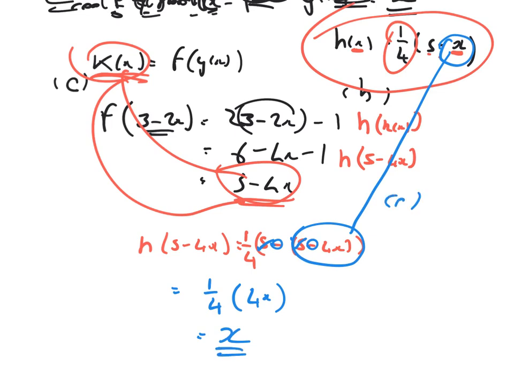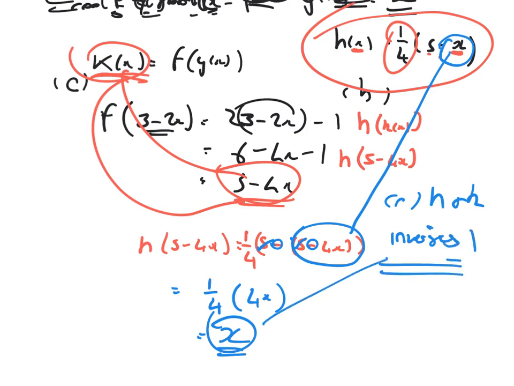Part C then says, what is the connection between h and k? Well, if we've got a result of x, we've seen previously that that means that those functions must be inverses, and it's a result of x between h and k which generates that conclusion.